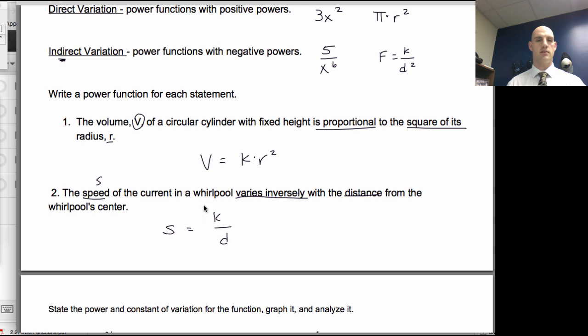My distance varying inversely is that it goes on the bottom. So it's speed equals k over d. Okay, so varying inversely means that it's going to be an indirect variation, an inverse variation. So we've got that on the bottom.